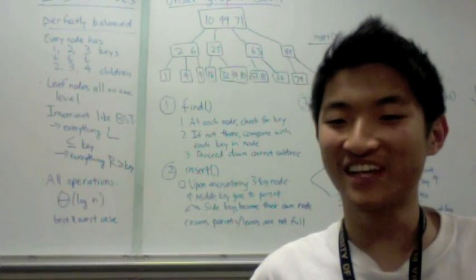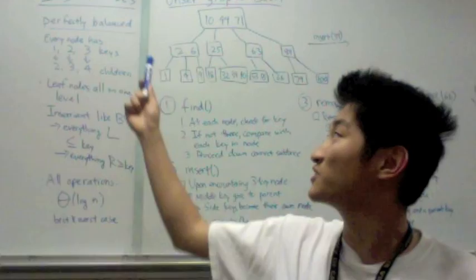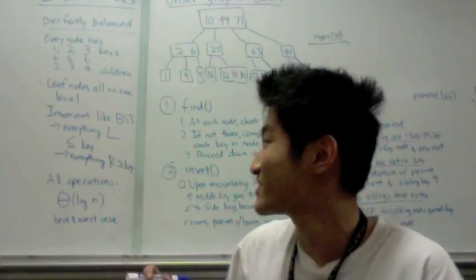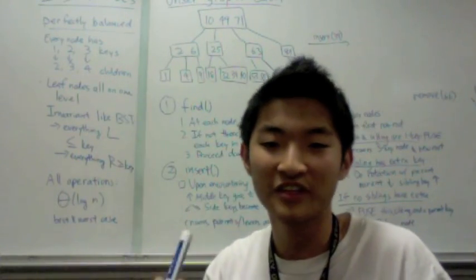Hi, and welcome to the 7th installment of Data Structures in 5 Minutes. I'm going to be talking about 2-3-4 trees, a variant of the binary search tree. It's a bit different, but you can see that this tree will be perfectly balanced.